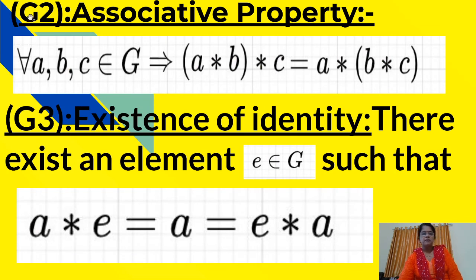See the second property G2, which is the associative property. It states that for every a, b, c belonging to G, (a star b) star c is equal to a star (b star c). See the third property G3, which is existence of identity, which states that there exists an element e belonging to G such that a star e is equal to a is equal to e star a.